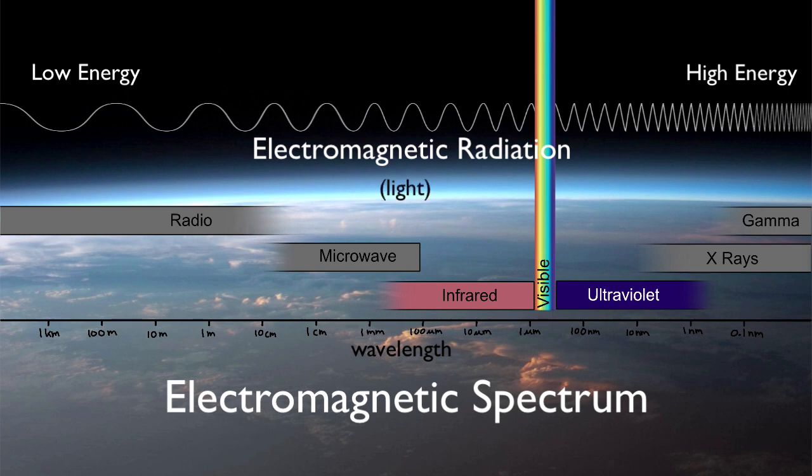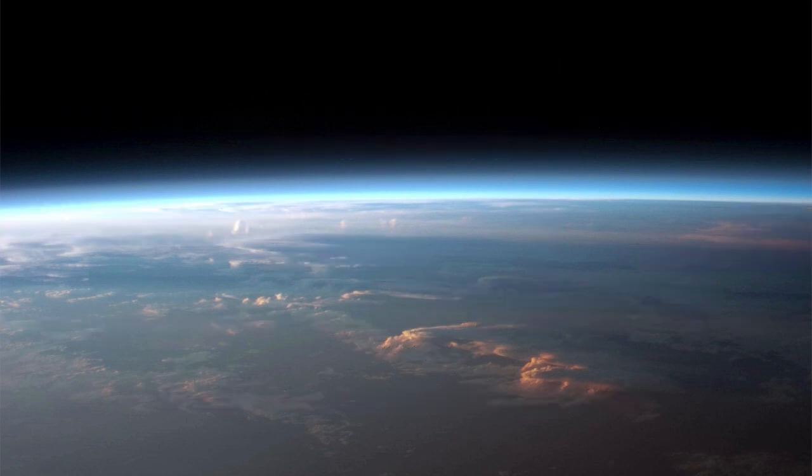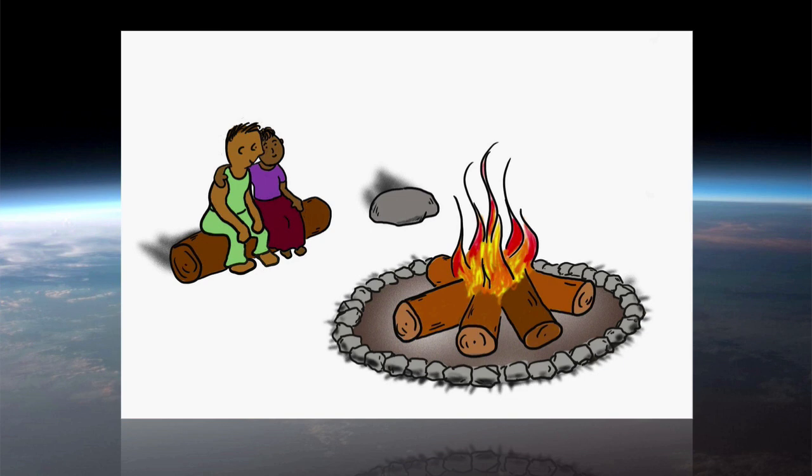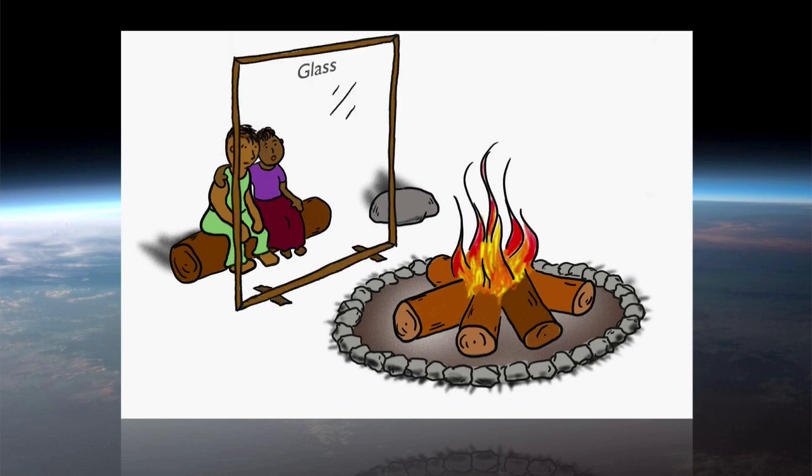Here's the deal. The transparency or opacity of a material depends not only on the material, but also upon the frequency of light. Say you're enjoying a beautiful campfire. Then someone places a large pane of glass between you and that campfire. What do you notice? You can still see the campfire, but what about the warmth from that campfire? While visible light passes right through the glass, toasty warm infrared light does not. While you can still see the campfire, no longer can you feel its heat.